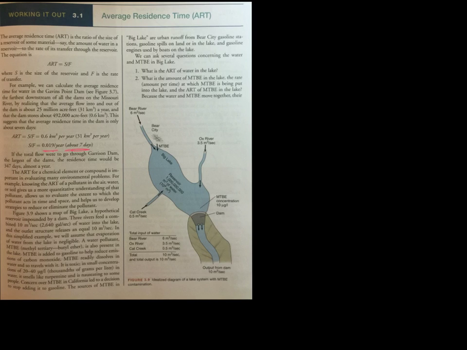So when we're looking at the ART for a larger volume of water, the way the writers discuss it in this paragraph, you can say, well, if we were looking at Garrison Dam, and again, if you look on Figure 3.7, Garrison Dam is 23,800,000, right?